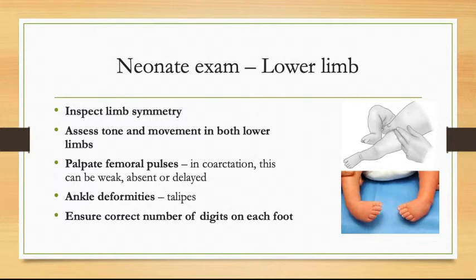So again, like the upper limb, you can inspect the limb symmetry, and ideally, hopefully, you would have seen the tone and movement of both lower limbs. Then you should palpate the femoral pulse. Again, this is best done when the child is quiet, because if they're crying, it can make it hard to feel. In aortic coarctation, femoral pulses can be weak, absent, or delayed, so you do have to check both sides.